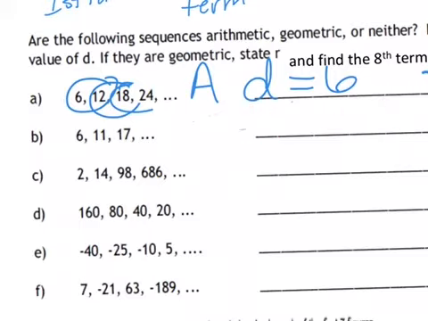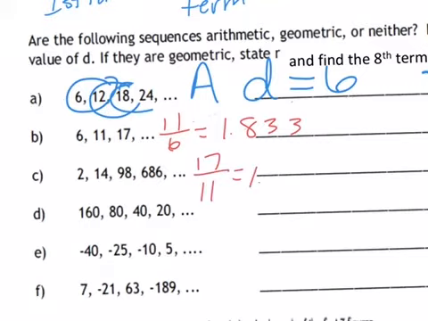So, now let's try geometric. To do that, we're actually going to divide. 11 divided by 6, which is 1.833, and 17 divided by 11, which is 1.5, I can't remember. But it's not the same thing, whatever it is. So that means it's not geometric, which is possible. As you see up here, neither.